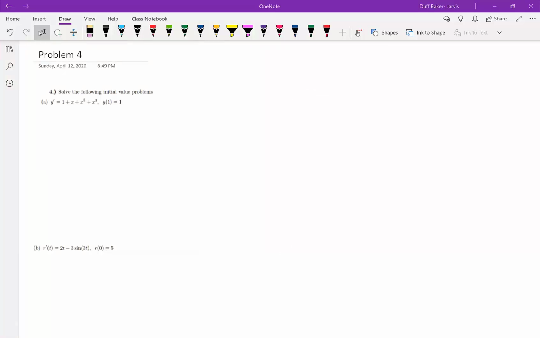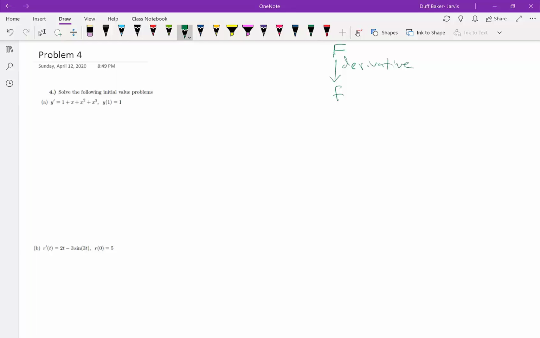Okay, moving on to section 3.9. 3.9 was all about antiderivatives. And remember, the main idea of an antiderivative is, if you have a function f, its antiderivative is something else that when you take its derivative, maybe I'll just write derivative, you get f, right? So it's undoing the derivative.